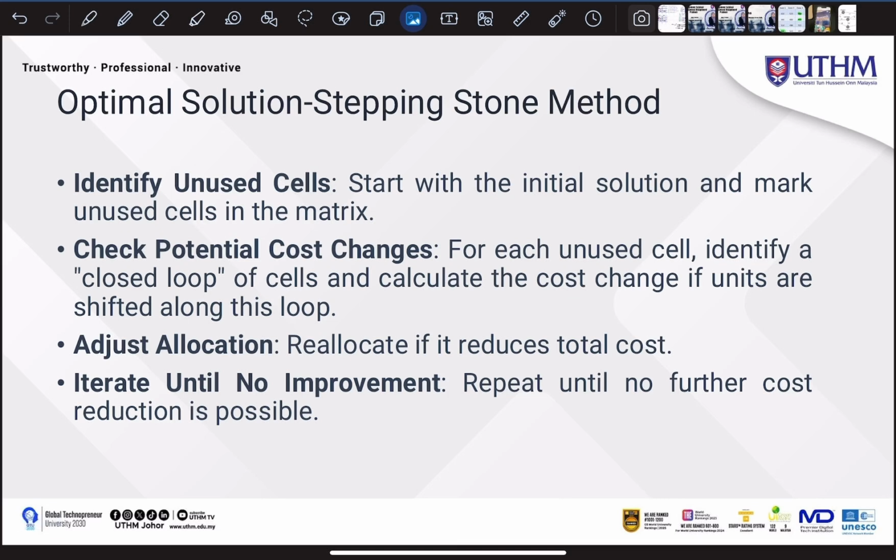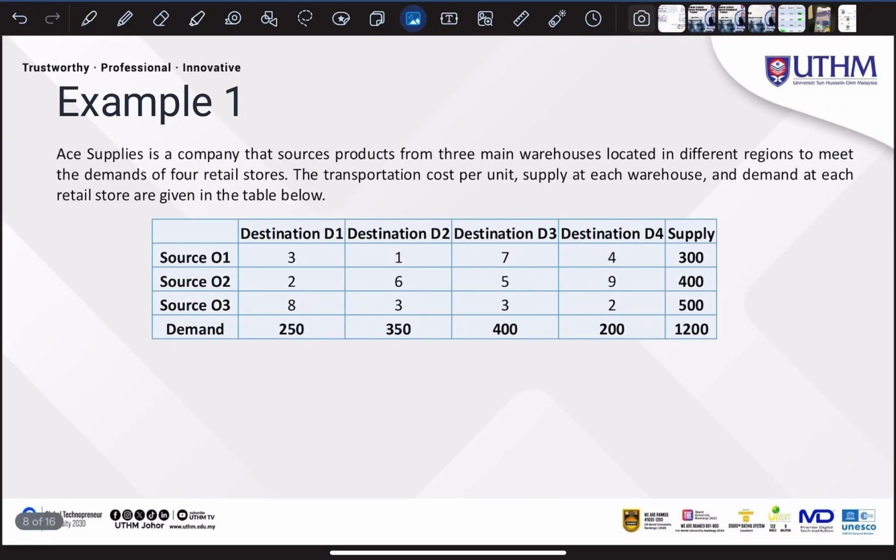Okay, and then this is about the stepping stone method. I will touch on this part later in the next video. So first things first, we need to go through example one.